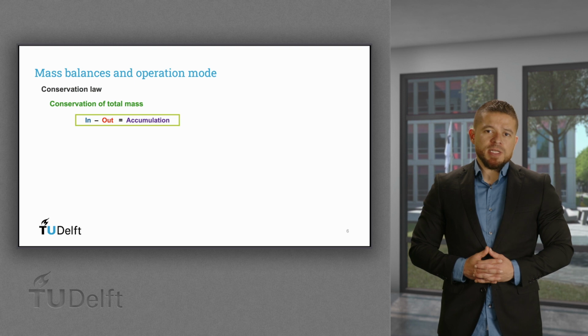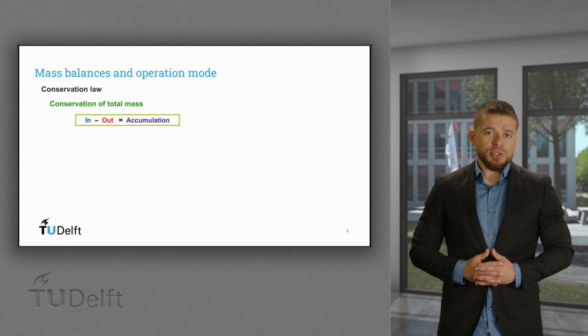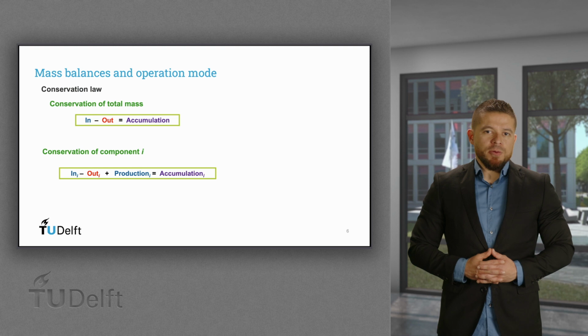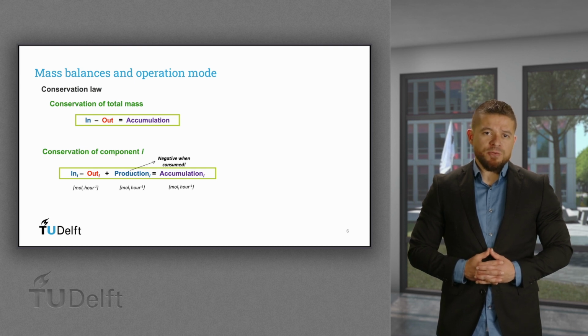The starting point for the mass balances is the law of mass conservation, which states that mass is neither created nor destroyed in a chemical reaction. And we can apply it to the total mass balances interacting with a specific process unit, where we can say that what goes into the system minus what comes out of the system is equal to the amount of mass accumulated within the system. We can also apply it to individual components, but in this case we have an additional term, which is the production of products, and this is negative for reactants.